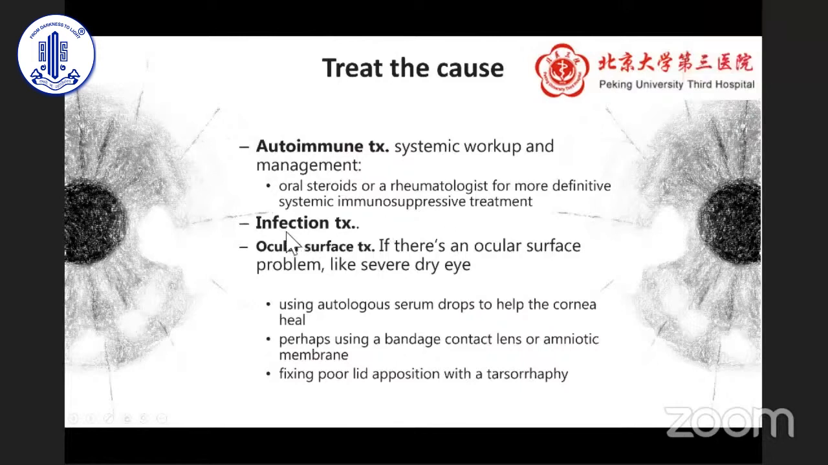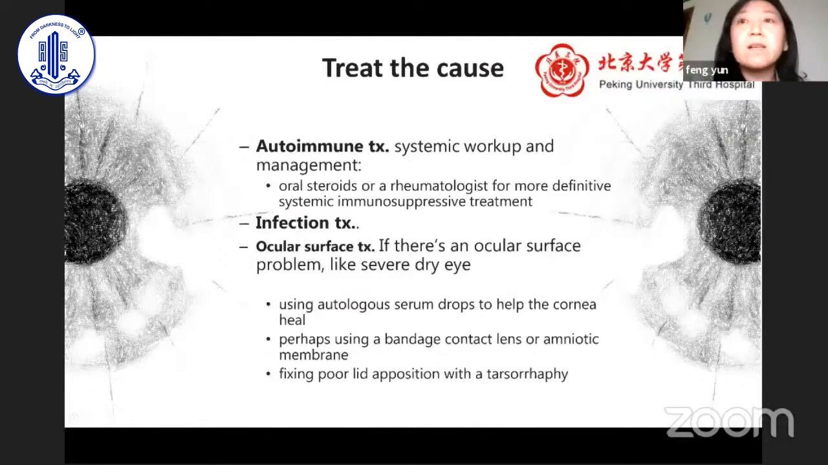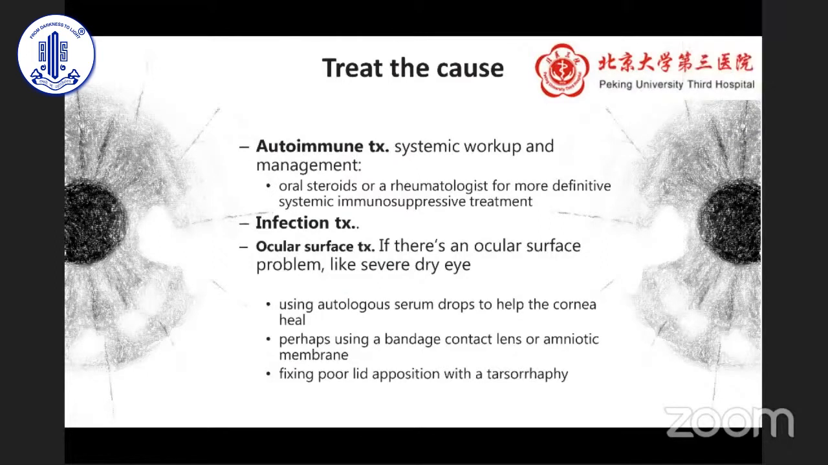is needed. Can you sum up your talk, please, Dr. Feng? Sorry? Can you sum up your talk, please? Because we are short of time.